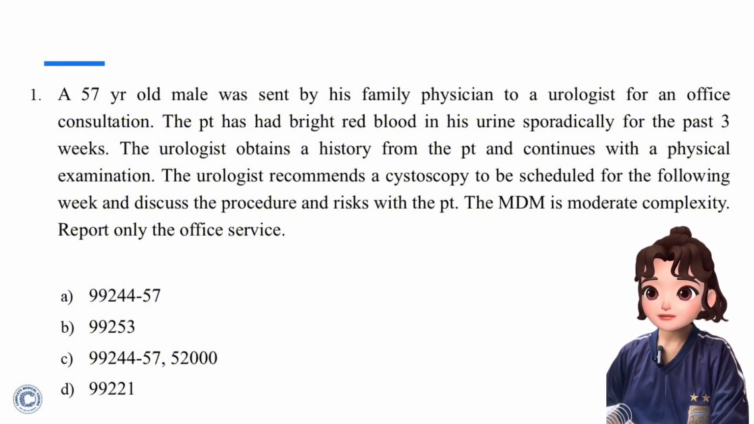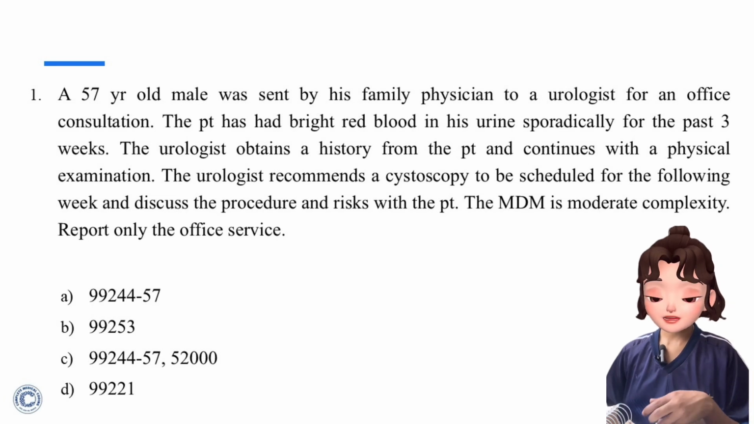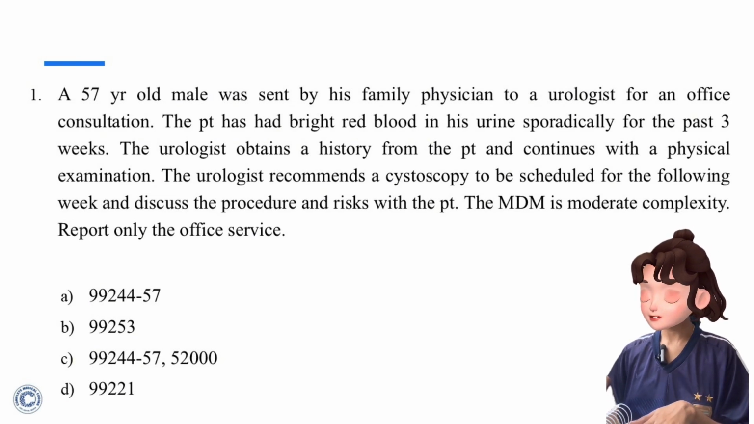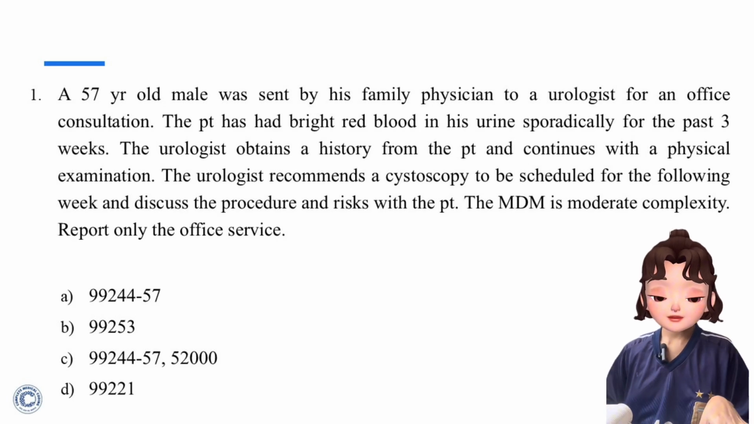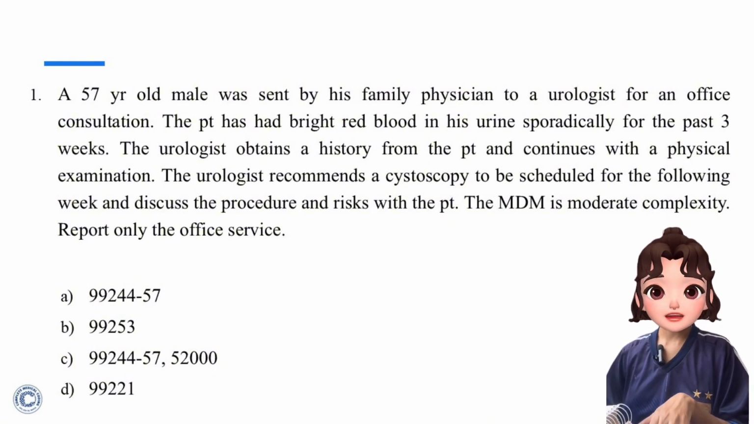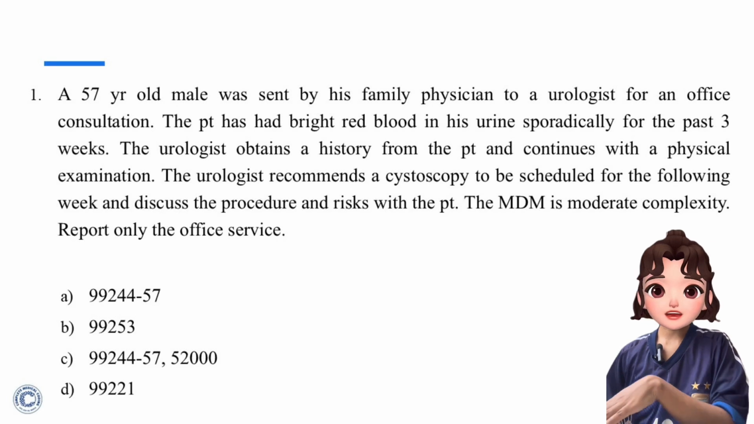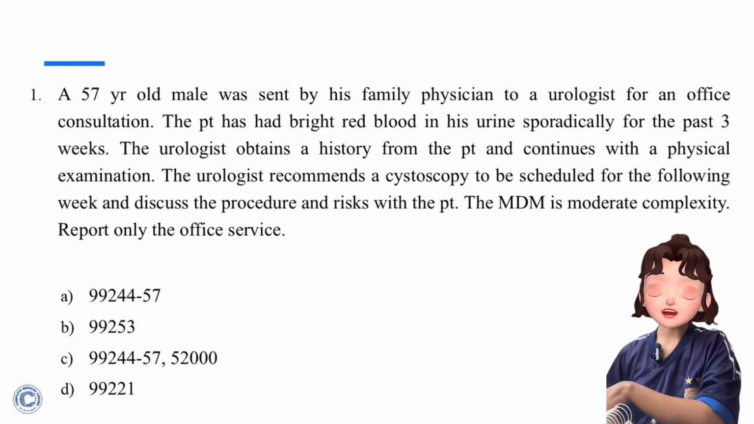Now B and D are left. What is option B? 99253 is the code for inpatient consultation. Since this is not an inpatient consultation, that's also the wrong code. Option D, 99221, is initial hospital care. That's also a hospital care visit, and this is not initial hospital care. This is an office visit consultation.